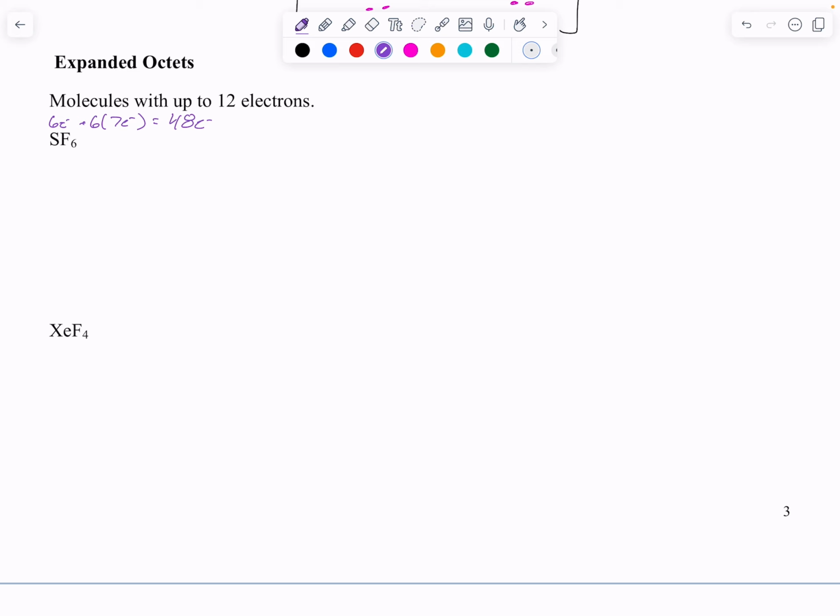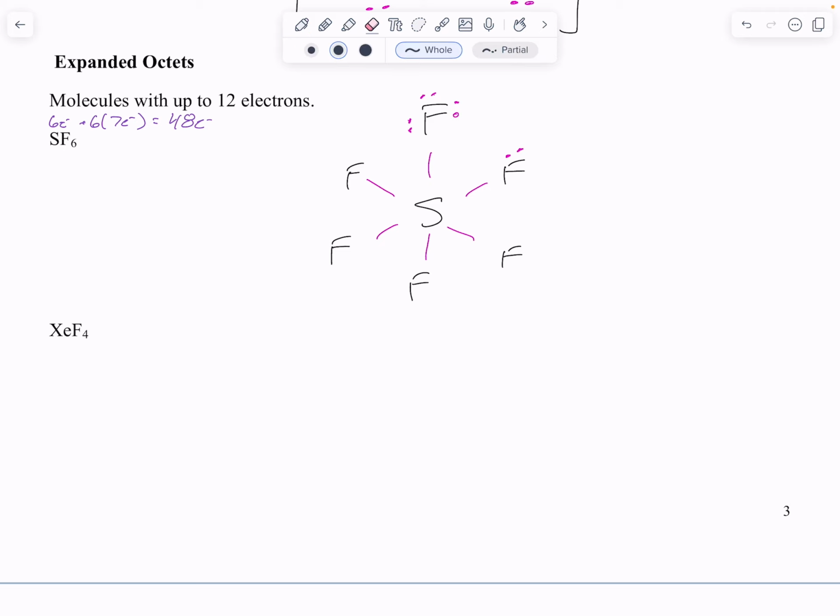It would be sulfur, least electronegative. So I have S with 1, 2, 3, 4, 5, 6. 2, 4, 6, 8, 10, 12. And you fill in the octets, 14, 16, 18. Maybe you guys know 6 times 8 is 48. So we're going to go right through. Oh, I erased part of my F there. And get all the electrons in. And if you count them, you'll get all 48 electrons.